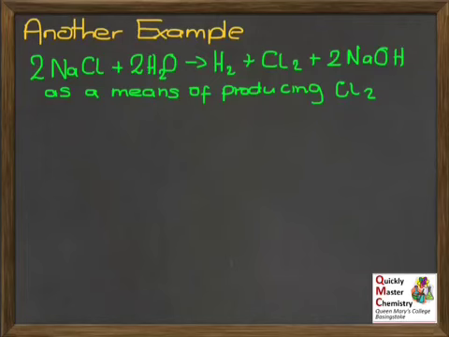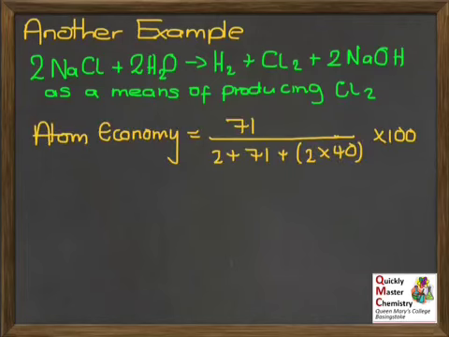Now if we use the atom economy equation introduced before, we'll get this. So on the top is our useful product. The balanced equation shows just 1 mole of chlorine in the products, so the relative formula mass of chlorine is 71, so we just put 71 on top.